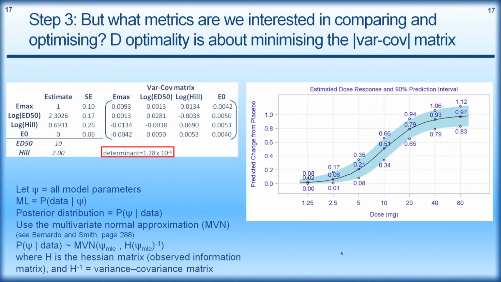So if you've heard of D-optimality, it's about minimizing the size of the determinant of the variance covariance matrix. So if you take the determinant of this matrix, it should be 1.28 times 10 to the minus 8. And we want small diagonals here because we want small variances, we want small standard errors of our parameters. If we're working with the Fisher information matrix, we want to maximize the determinant because it's the inverse of the variance covariance matrix.